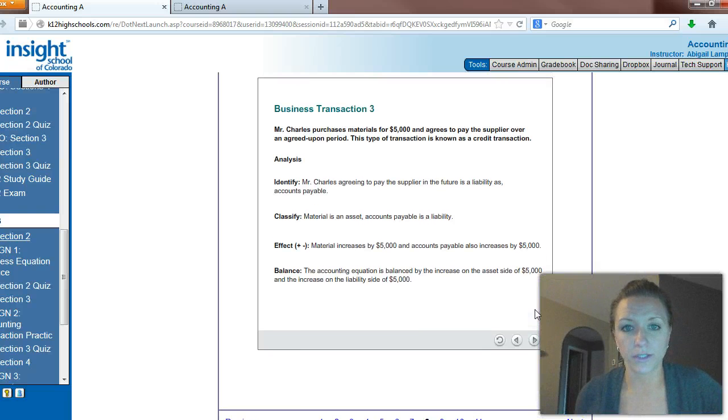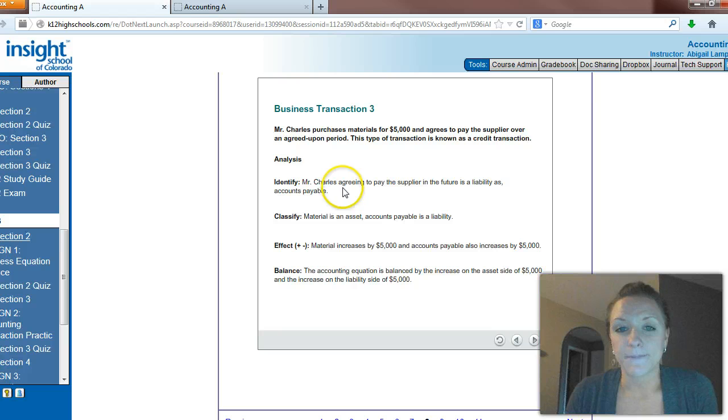Another transaction. Mr. Charles purchased materials for $5,000 and agrees to pay the supplier over an agreed upon period. This type of transaction is known as a credit transaction. So Mr. Charles bought materials on credit for $5,000, and buying on credit means you're going to buy now, pay later. If any of you took my personal finance class, you remember that from personal finance.